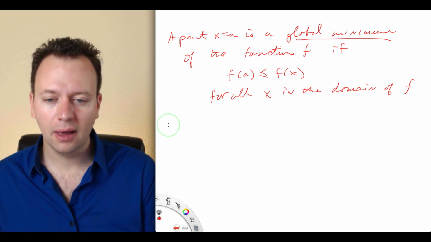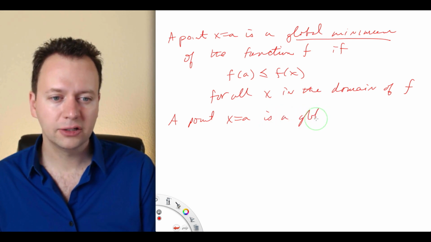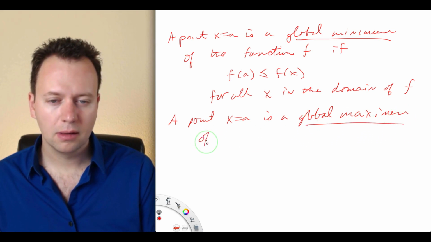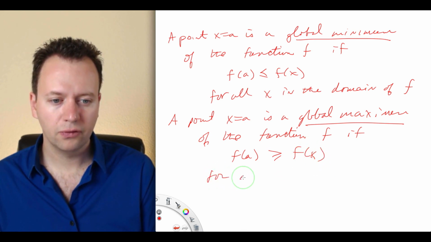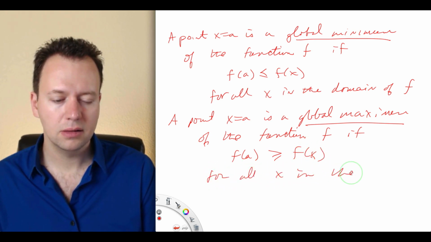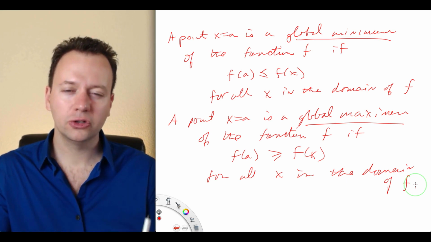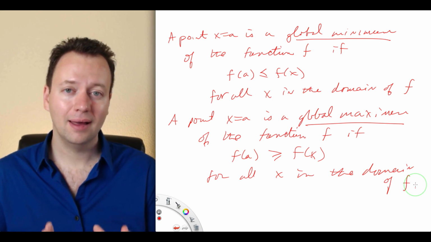And then similarly, a point, so let's say x equals a, is a global maximum of the function f if f of a is greater than or equal to f of x for all x in the domain of f. So for any other x value, it can never return a greater output than the output you achieve at the point x equals a.